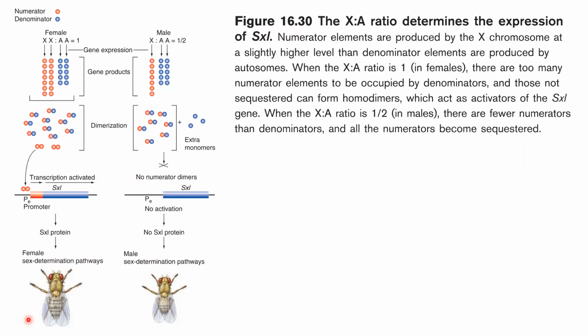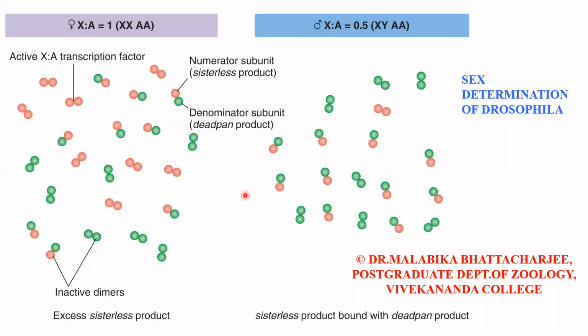This was one picture. This is from Benjamin Pierce, and there's another picture I want to show, that of Russell. That is also a very simplified picture. So this is another picture where, in the case of a female, there are 2 X chromosomes and 2 autosomes. So we are getting an excess of the numerator genes sisterless A, sisterless B, and sisterless C, and on the autosome are the deadpan product, the denominator subunits. Since we have an excess of the numerator subunit, we have these red colored homodimers, which, as I just said, act as transcription factors for the SXL early genes.